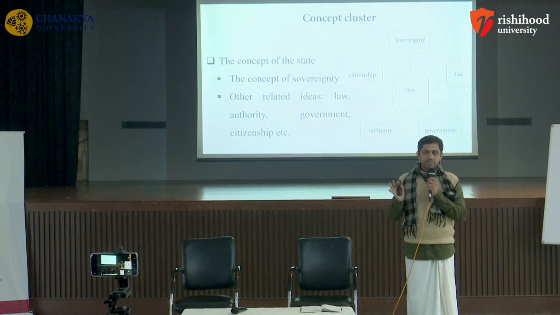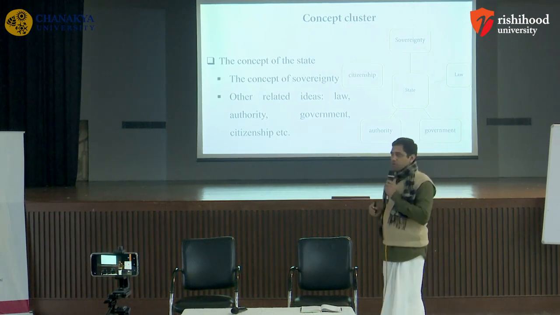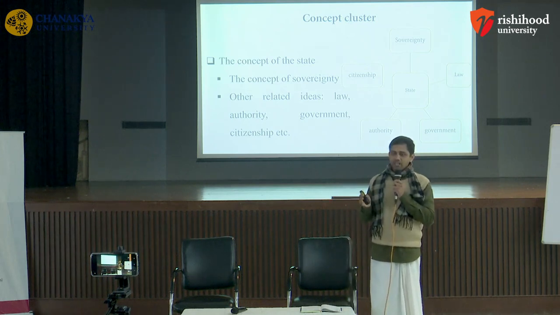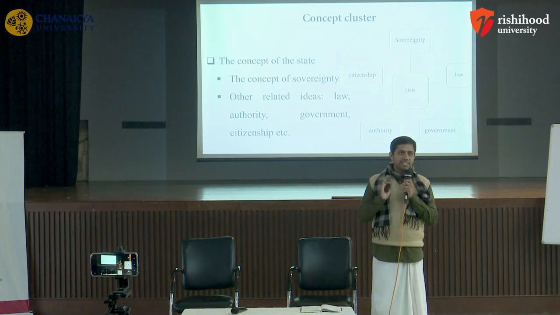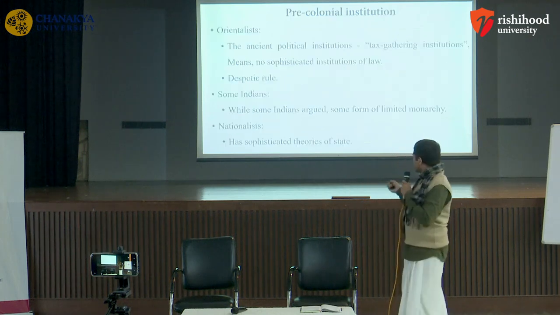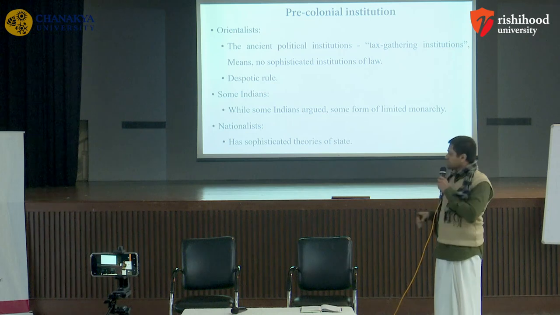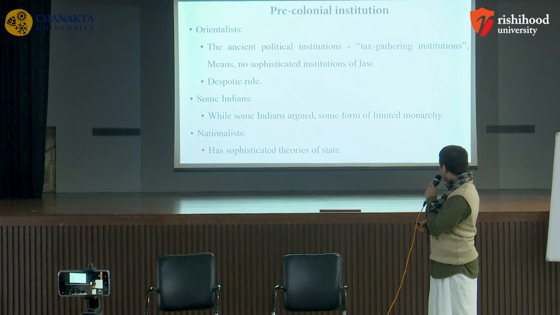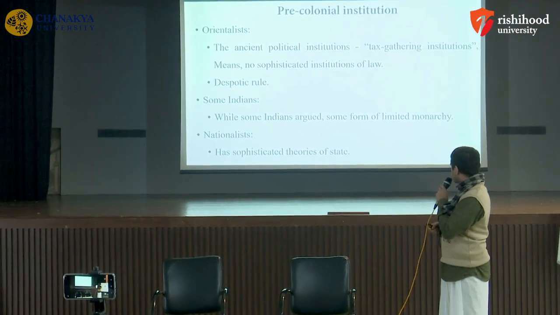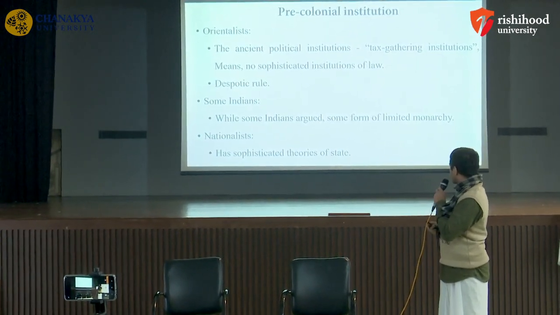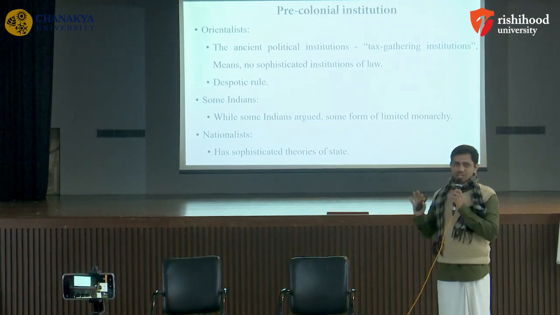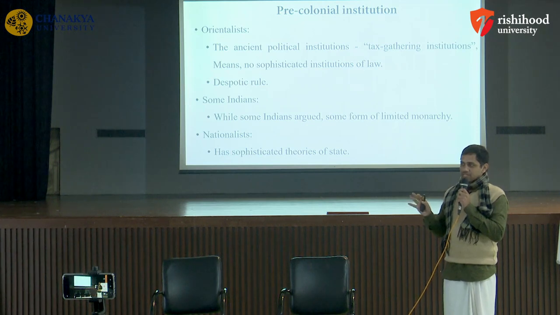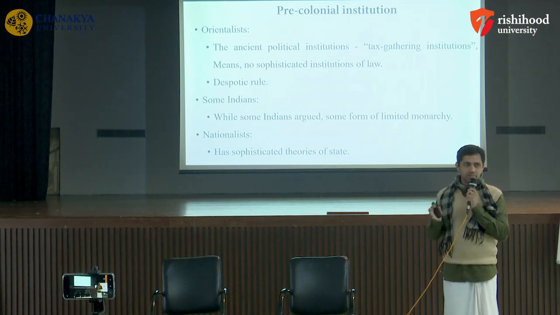When the Arthashastra was discovered by Shama Shastri, there was already a debate about ancient Indian politics. Many participated in this discussion. There were orientalists, and they said the ancient Indian political institutions were just tax gathering institutions, meaning no sophisticated institution of law was there. Therefore, there was a despotic rule in ancient Indian politics.